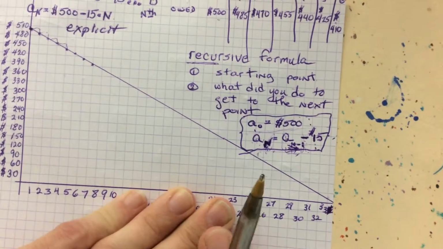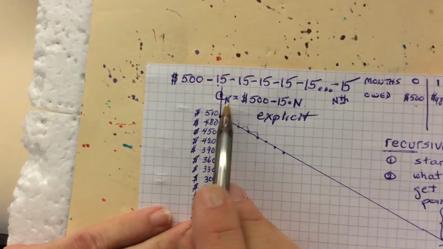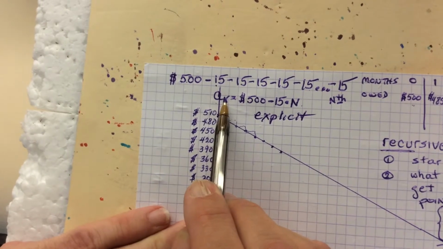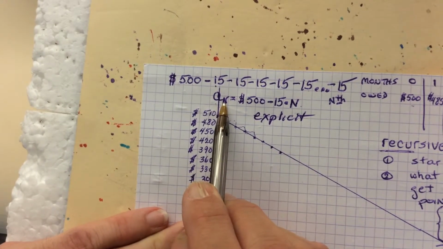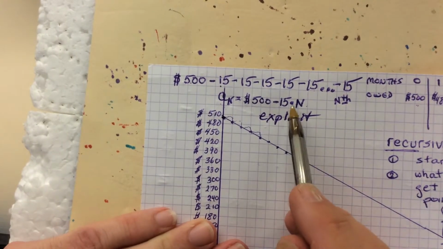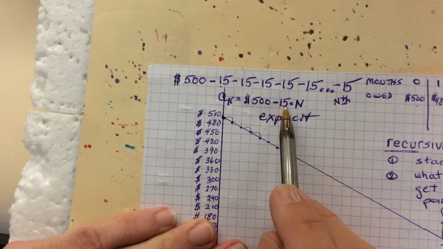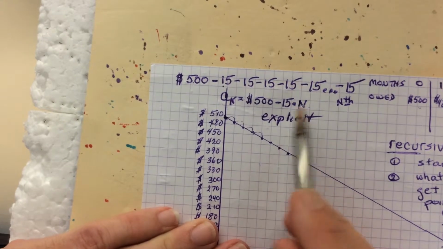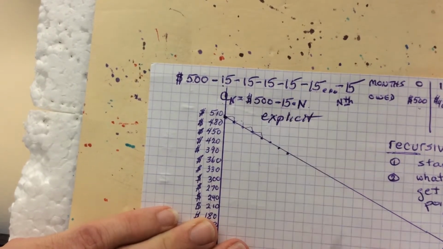Is there another way to do that? Well, yeah, actually there is. Pick the number of months you want to know after, say 12 months. Start with your starting point, and then subtract 12 15s, but instead of subtracting them one at a time, multiply 12 by 15 and then subtract that.